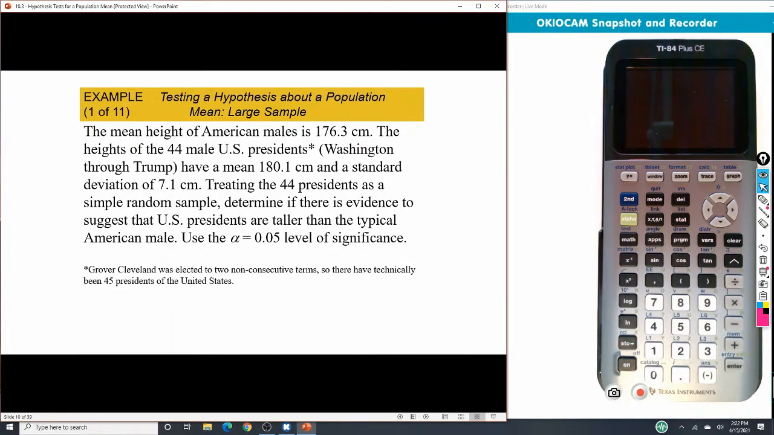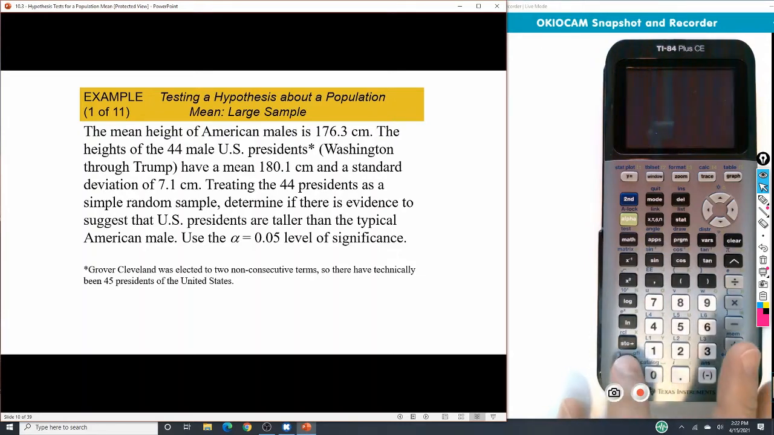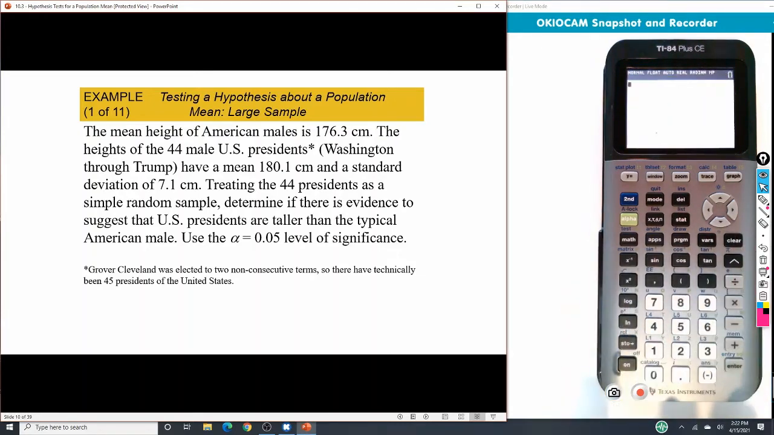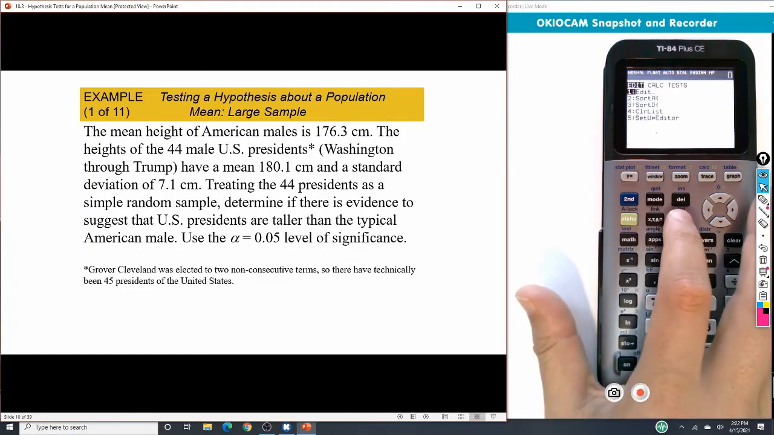All right, so here we have the mean height of American males is 176.3. The heights of 44 male U.S. presidents have a mean of 180.1 and a standard deviation of 7.1. Treating those 44 presidents as the sample, would this suggest that the U.S. presidents are taller than the typical male, use alpha being 0.05. All right, so we're going to go to stat.